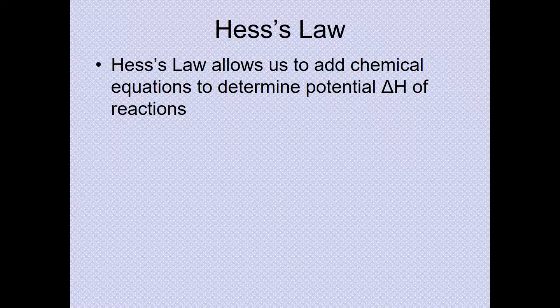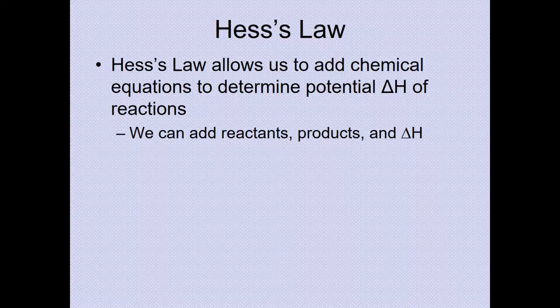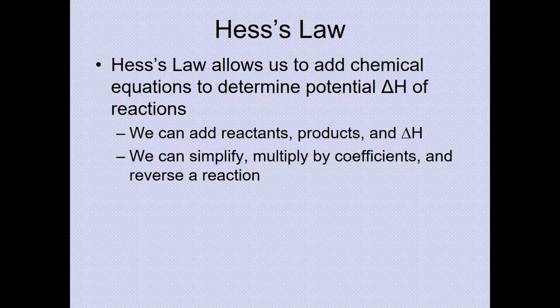So Hess's law allows us to add chemical equations to determine the potential delta H for a reaction that we don't know the delta H for. So we can add reactants and products and delta H's together. We can also simplify, meaning get rid of things that appear on both sides of the equation. We can multiply by coefficients like we did in that last example on the previous slide, and we can reverse the reaction like we did on the previous slide.